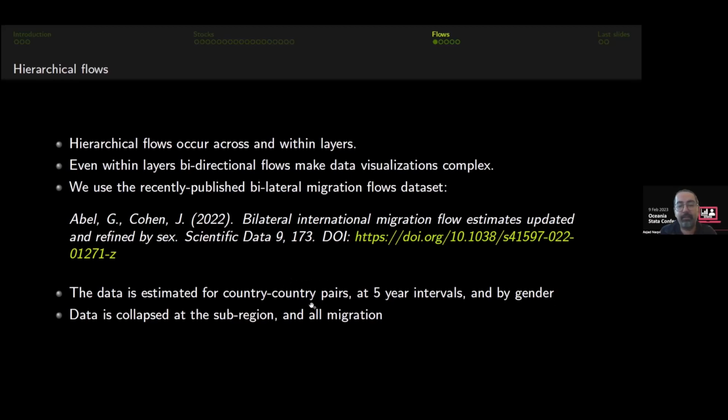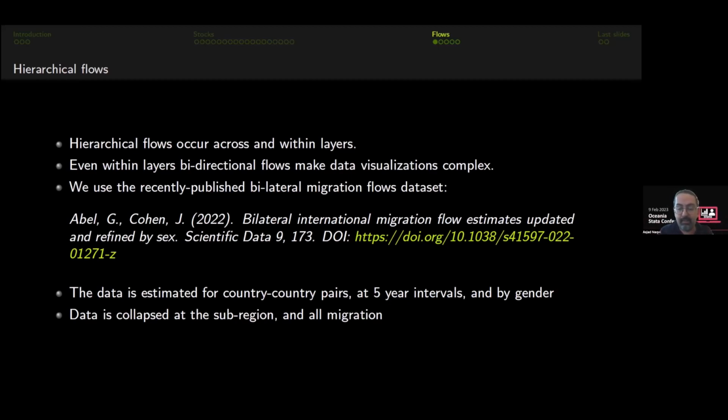It's available for country to country pairs at 5-year intervals and by gender. So I've just collapsed it to the sub-region level. So for example, Africa is split into sub-Saharan Africa and MENA region, Asia is also split into others. So it's just to make sure the data is condensed to a reasonable level. So you can see some variation on the screen. And I've collapsed the gender category to all migration. And I've used the last data point, which was 2015 to 2020. And so basically what we have now are region to region flows. So basically how much region X is sending to region Y.